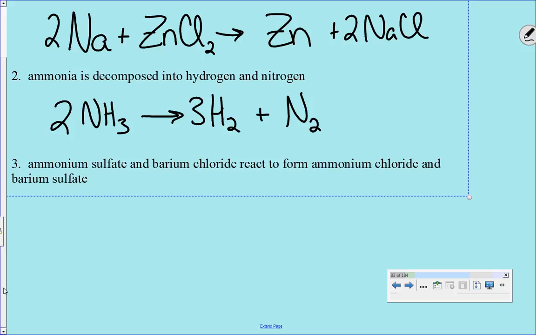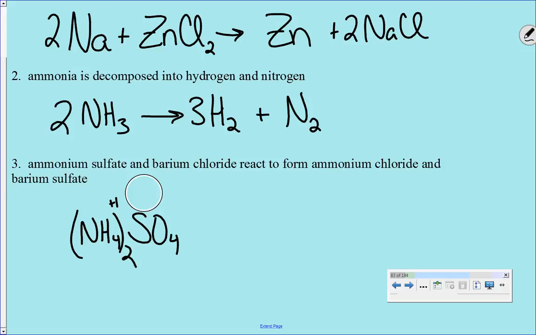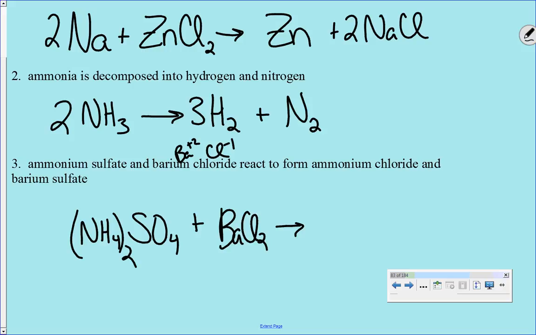Ammonium sulfate. Ammonium and sulfate. So I'm actually going to write down my 2 right there. And barium chloride, Ba is +2, Cl -1, so BaCl2. React to form ammonium chloride, NH4 +1 and Cl -1, so that works out nicely.